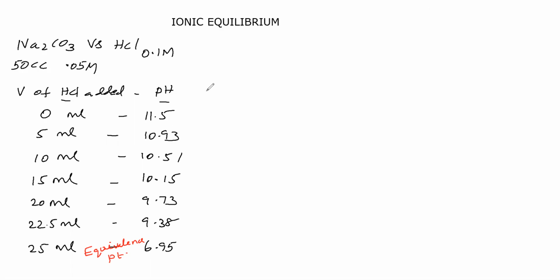Next, we will add HCl continuously. We will add still more amount of HCl. Suppose we are adding 5 ml of HCl. What is the pH of solution? 5 ml additionally we are adding, so this totally becomes 30 ml. 30 ml of HCl is added. What is the pH of solution? That we will see.